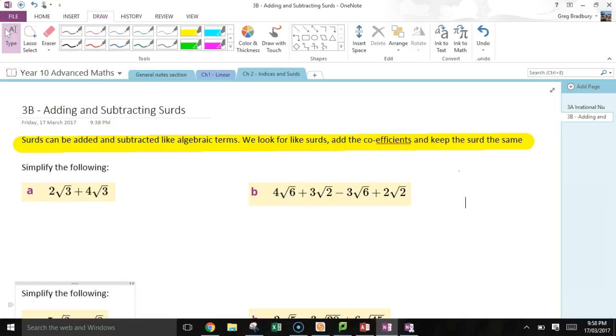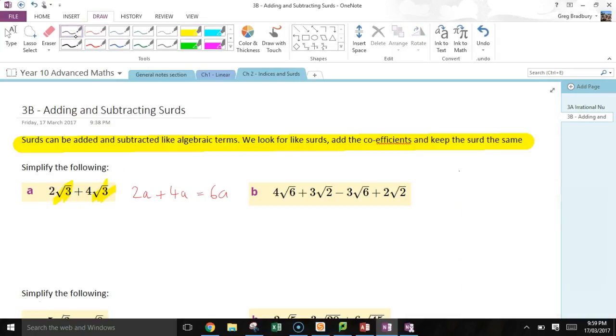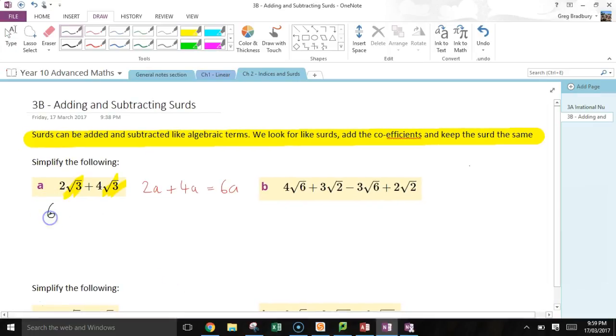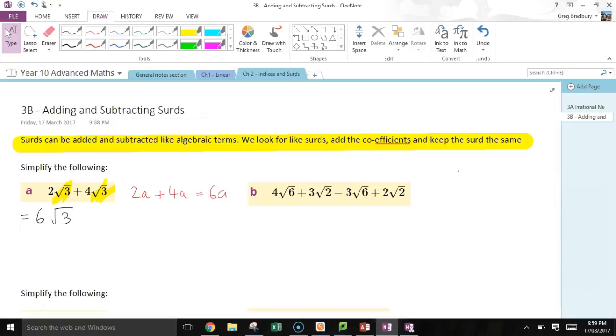So looking at this first example, imagine this is 2 root 3 plus 4 root 3. In algebraic terms, it would be 2 times A, or 2 groups of A, plus 4 groups of A. We've well practiced this, so that would be 6 groups of A. These are like surds, they're both root 3, so we can add the coefficients, which is 6, and we keep the surd the same, so that's 6 root 3. That's your answer. It's as simple as that. So we're looking for terms that have the same surd in them.